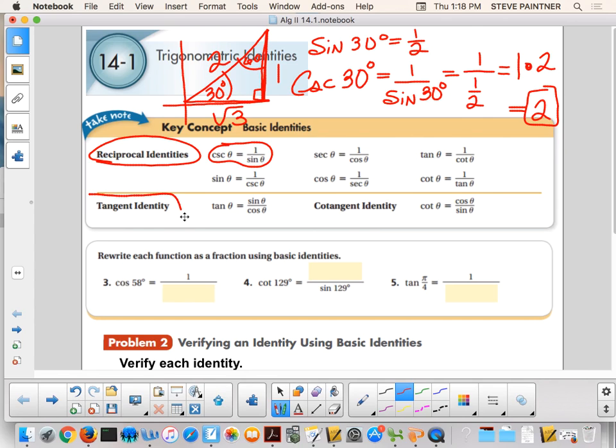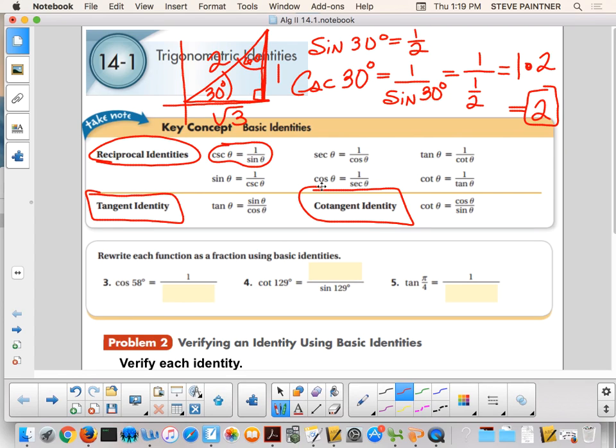Next, they go to what? The tangent identity and the cotangent identity. And then they just tell you what it is. What is tangent of any angle equal to? Sine of the same angle over cosine of the same angle. And then here, cotangent identity would just be reverse of this. It's cosine over sine. Now where does that all come from? See, I want you to know where it came from.